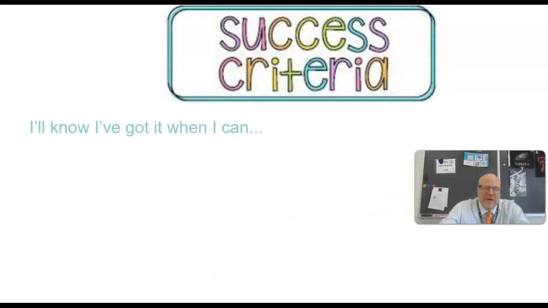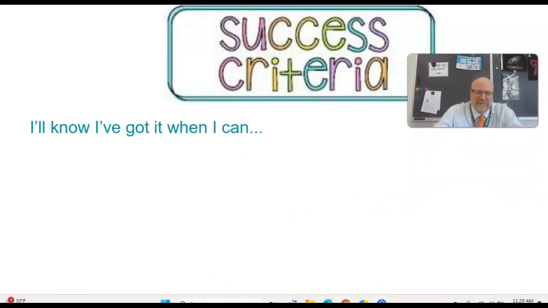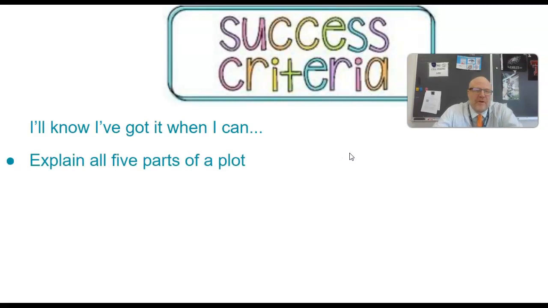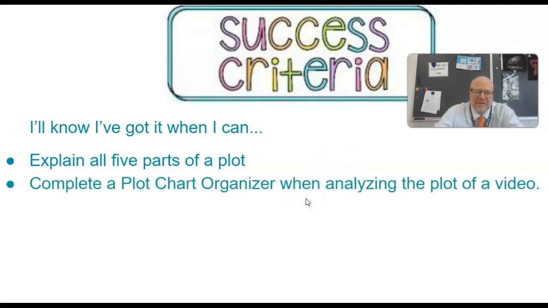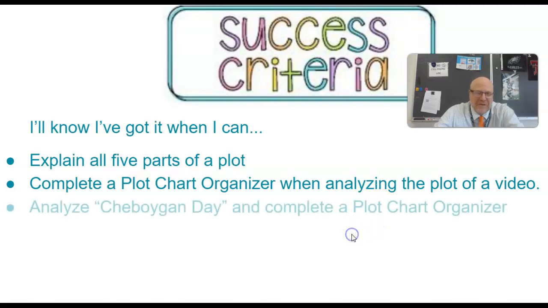You'll know you've got it when you can explain all 5 parts of the plot. I think we're good at identifying them, so let's get into more explaining what they are and how they impact each other. Complete a plot chart organizer when analyzing the plot of the video. We'll do that in class together. Analyze Sheboygan Day with the plot chart organizer.